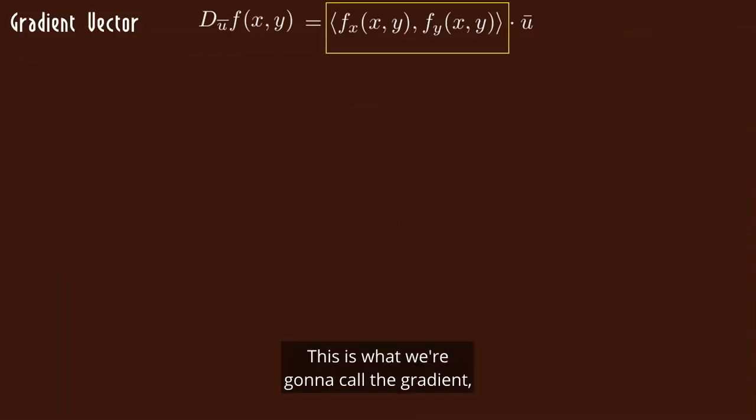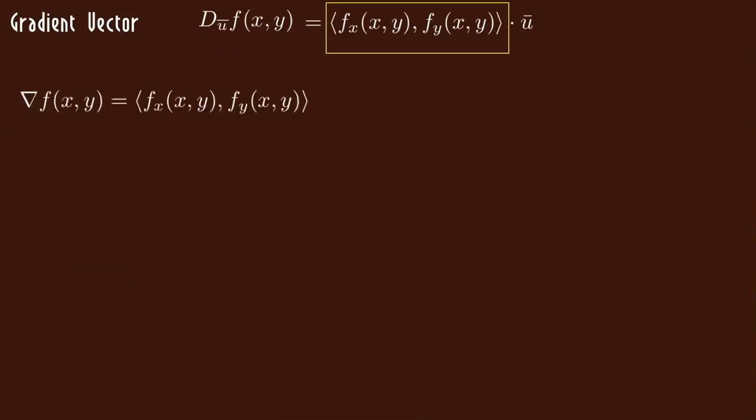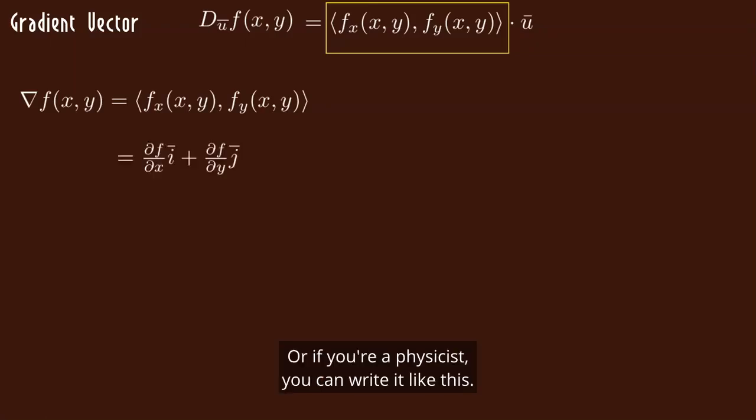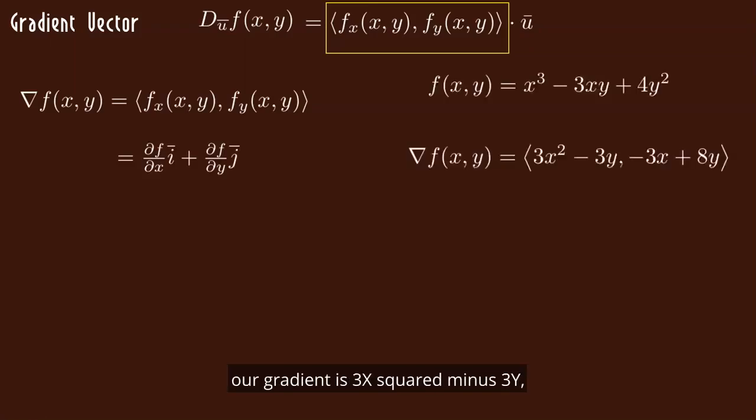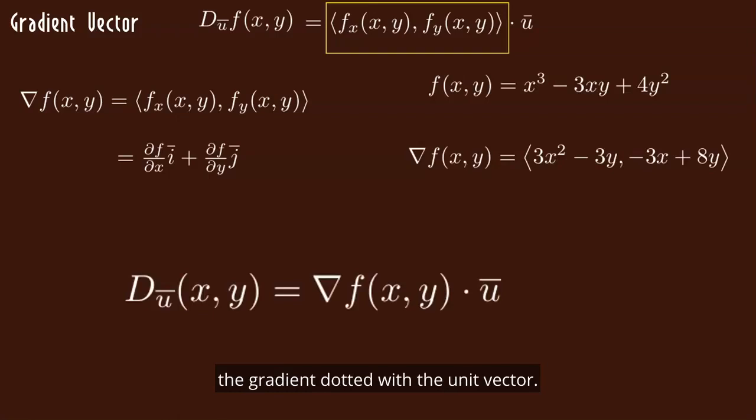This is what we're going to call the gradient, which is denoted by an upside down triangle. Then it's going to be the vector of the partial with respect to x and the partial with respect to y. Or if you're a physicist, you can write it like this. So in the case of our original function, our gradient is 3x squared minus 3y, negative 3x plus 8y. Now we have another way of defining the directional derivative: the gradient dotted with the unit vector.